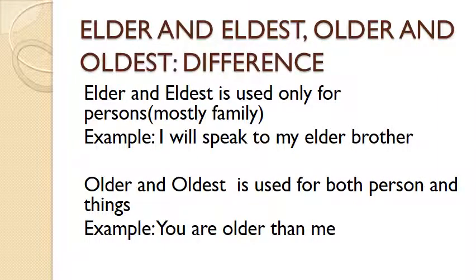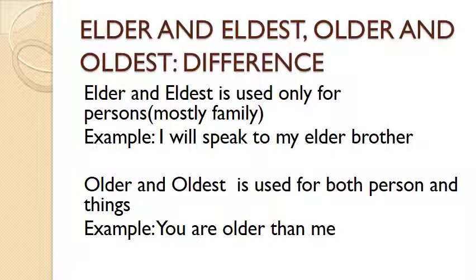Now there are a few more words like elder, eldest, older, and oldest. See the difference here. Elder is a comparative degree and eldest is a superlative degree of the word old. All these, elder, eldest, older, oldest, are the comparative and superlative degrees of the word old, but how these are used is different. So let's see elder and eldest.